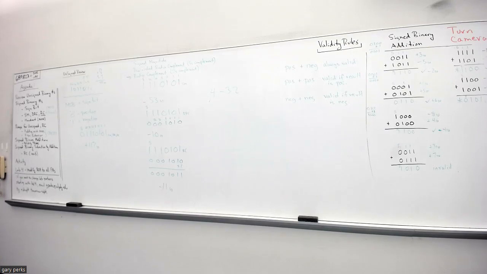Okay, and then we go ahead and add, so 0, 1, 0, 0, plus 0, 1, 1, 1. Get 1, 1, 0, carry the 1. So what would you say here? Invalid, right? Because we're adding 2 positives, it comes out negative, so this is invalid.